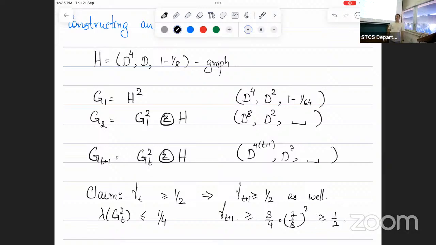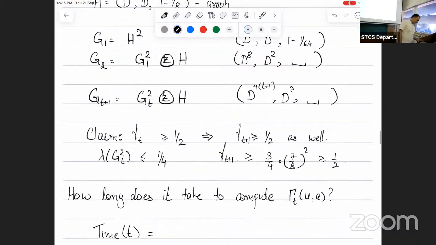Okay. And that's the reason these numbers were what they are. And so this tells us that if you know your original spectral gap was at least a half, one squaring and one zigzag is still going to make sure that your spectral gap is at least that. Okay, but in the process, what we have gained now is that the number of vertices has gone up by a factor of d to the power 4.